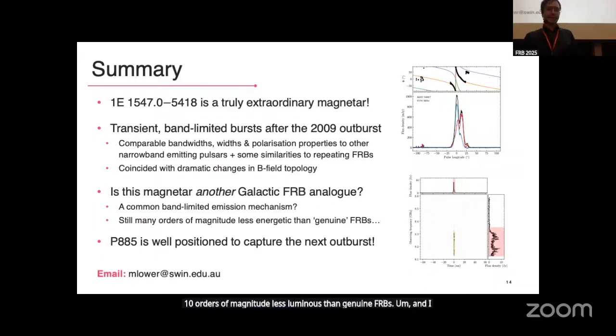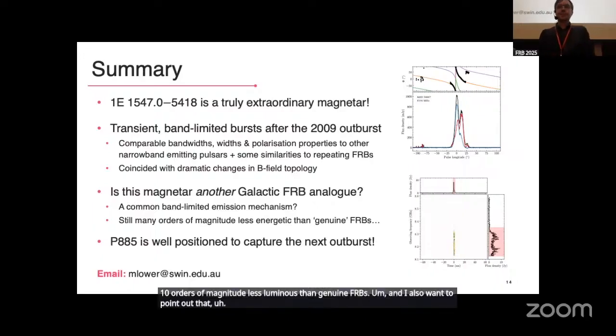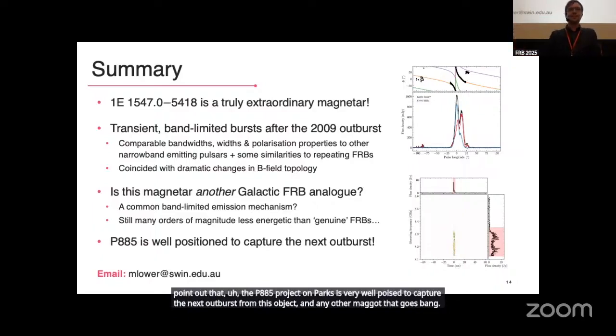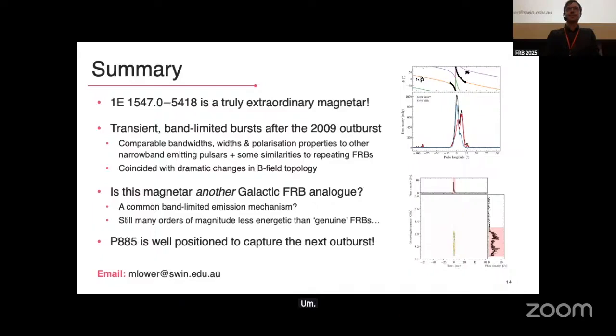I also want to point out that the P85 project on Parkes is very well poised to capture the next outburst from this object and any other magnetar that goes bang over the next few years. So thanks for your time, and I'm happy to take questions.